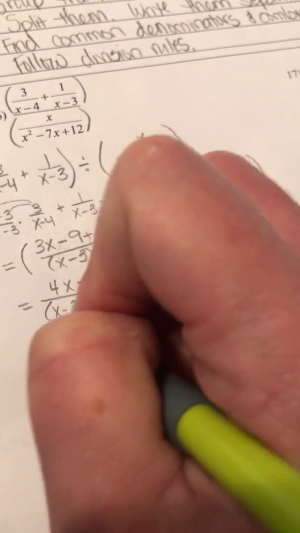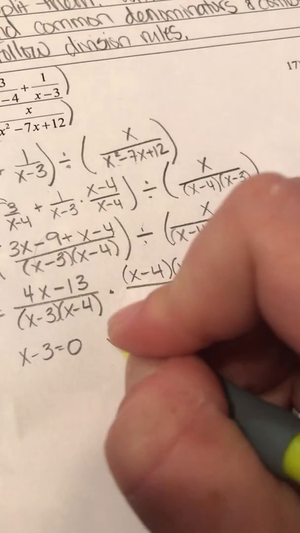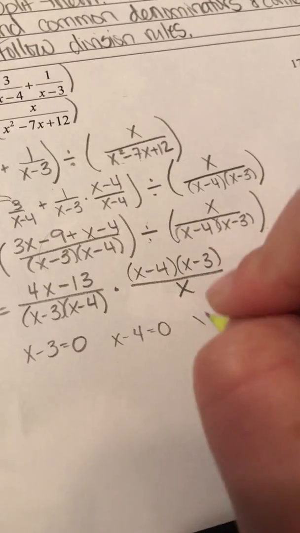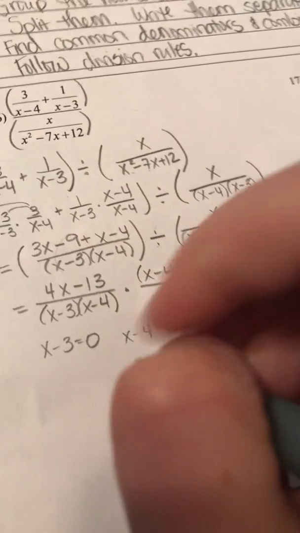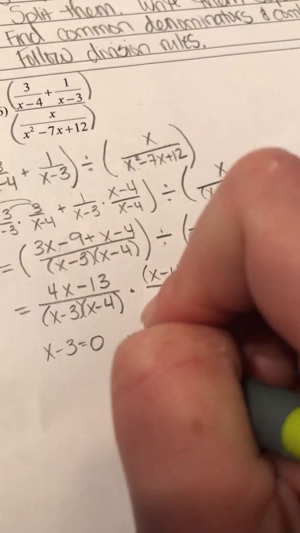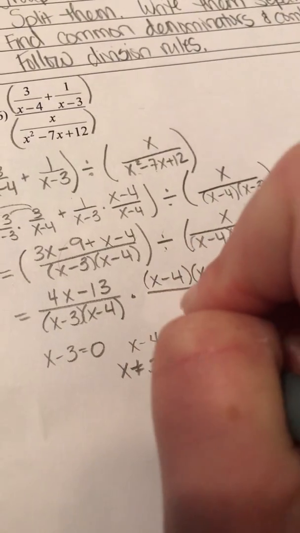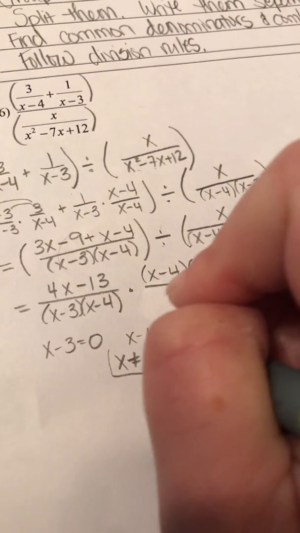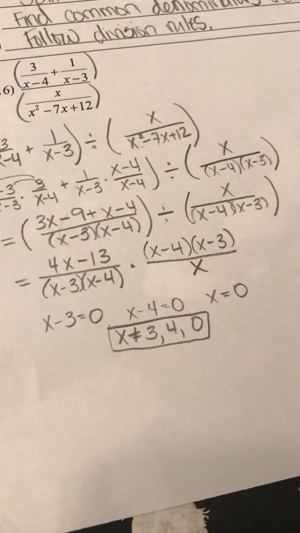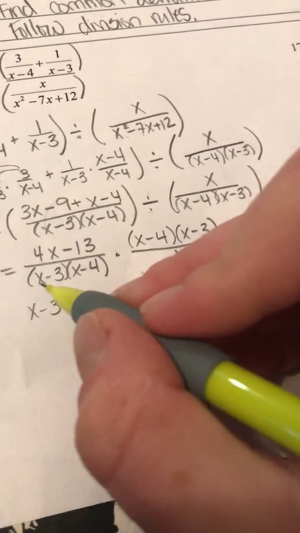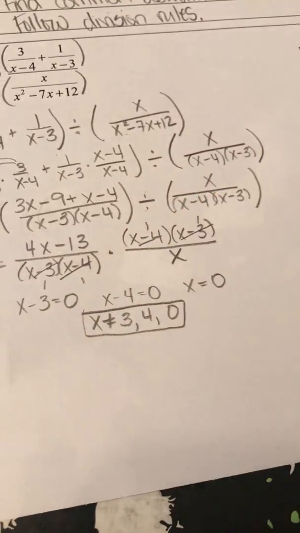All right, find the restrictions. Well, x minus 3 can't be 0, x minus 4 can't be 0, and x. So we know that x can't be 3, 4, or 0. Those are our restrictions. Okay, so now anything you see on top and bottom, well, x minus 3s are the same. x minus 4s are the same.